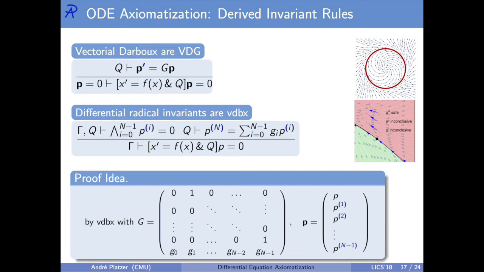This proof rule now is not just a sound proof rule, but it's a sound and complete proof rule. This proof rule not just establishes that P equals 0 is an invariant, but the proof rule applies if and only if P equals 0 is an invariant of the system. You didn't claim that. I didn't claim that yet.